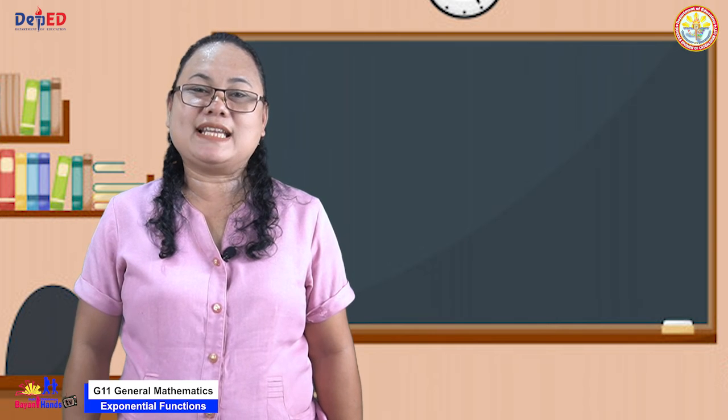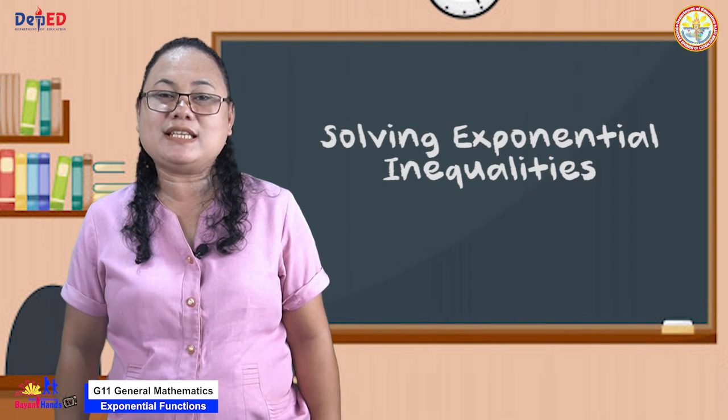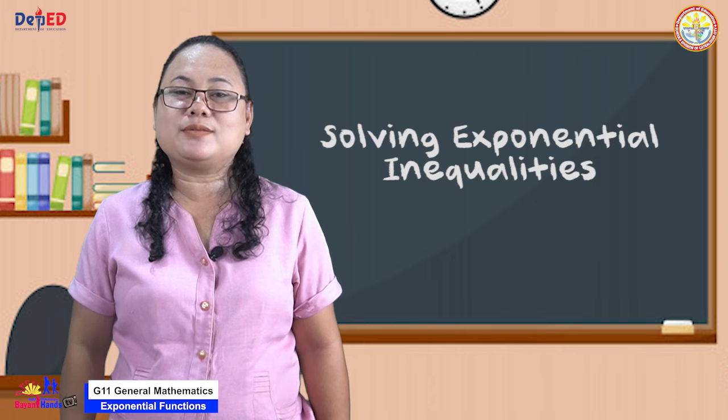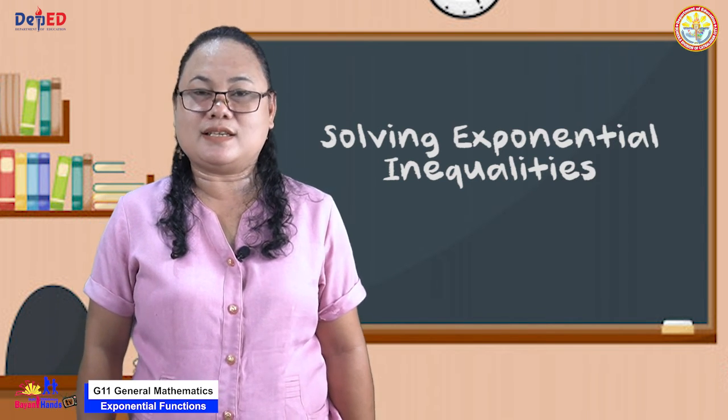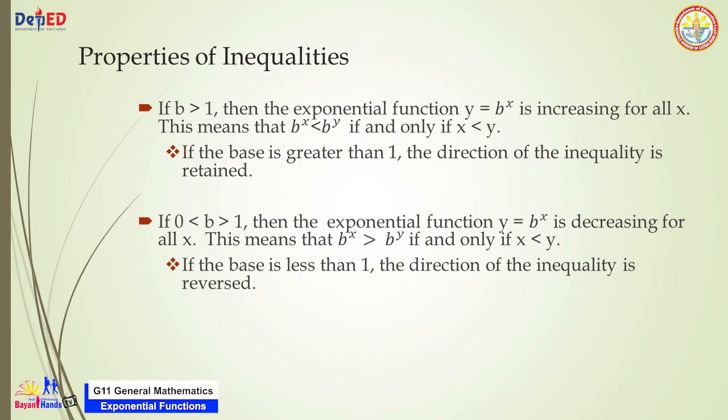Let us now go to our next lesson, solving exponential inequalities. However, we need to recall first the properties of inequality and the rules in solving inequalities. Properties of inequalities. If b is greater than 1, then the exponential function y equals b raised to x is increasing for all x. This means that b raised to x is less than b raised to y if and only if x is less than y. If the base is greater than 1, the direction of the inequality is retained.